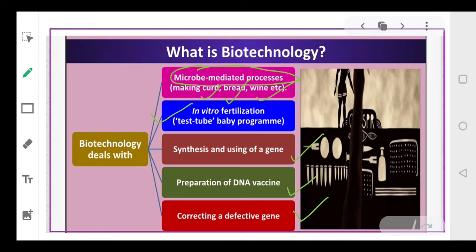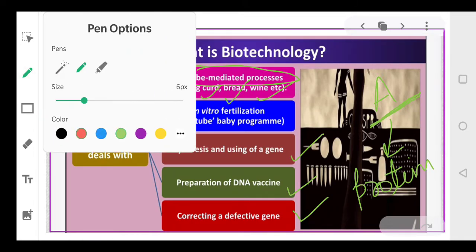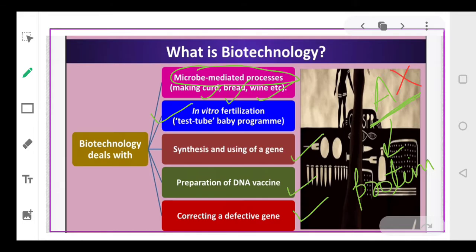Then, correcting a defective gene. Suppose there is any gene which is not performing its desired function. Suppose there is a gene A and this gene A has to produce a protein. But because this gene is not functioning well, because of its non-functionality, the protein is not being made. So biotechnology can also correct this gene, so that it can start producing the protein and the normal body functions can be restored inside the human beings. So we have 5 aspects in biotechnology.